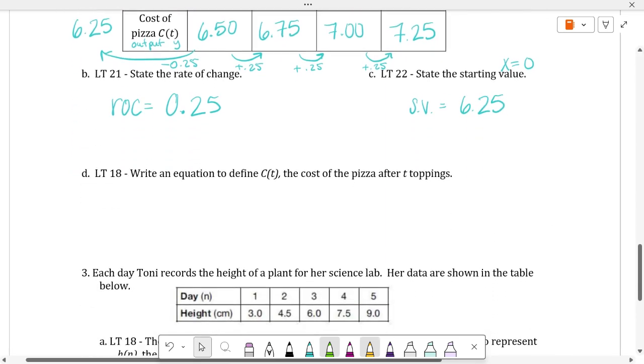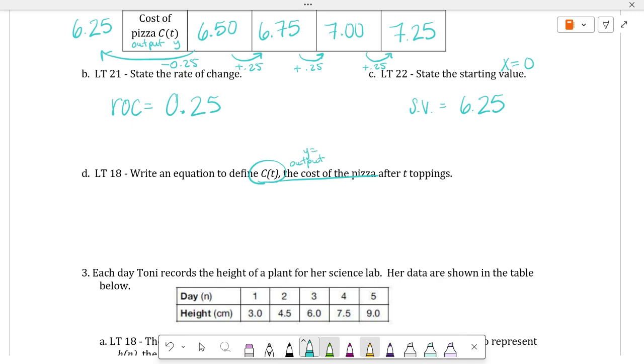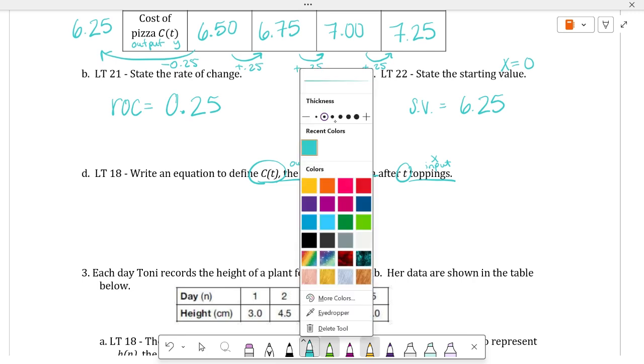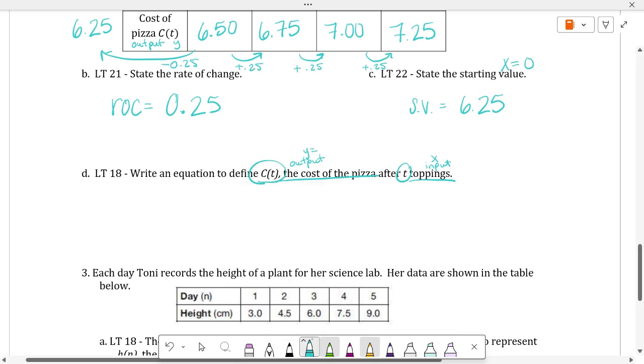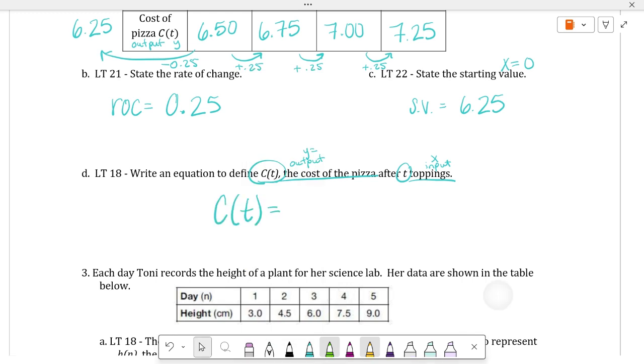And now we need to write the equation. Write an equation to define C of T, the cost of the pizza. That's our output. So that's like our Y equals, but instead we're going to do C of T equals. After T toppings, that's our input. So instead of X, we're going to write T. So we've got, starting with our starting value, C of T equals our starting value, $6.25, plus our rate of change, 0.25, times our input, which is the letter T.